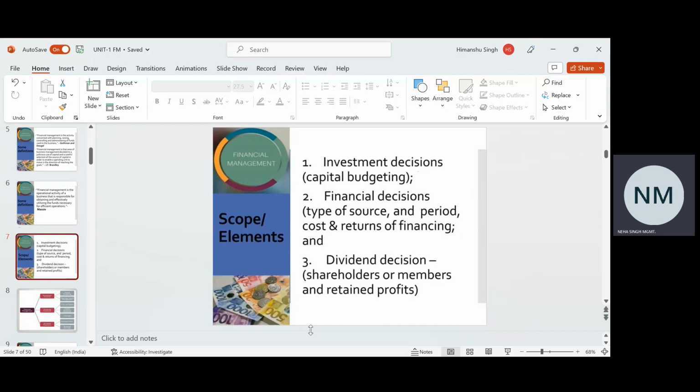So these are the three types of decisions which a financial manager has to take for the growth and development of an enterprise. Suppose if I want to start a business, so what first comes into my mind is about finance.